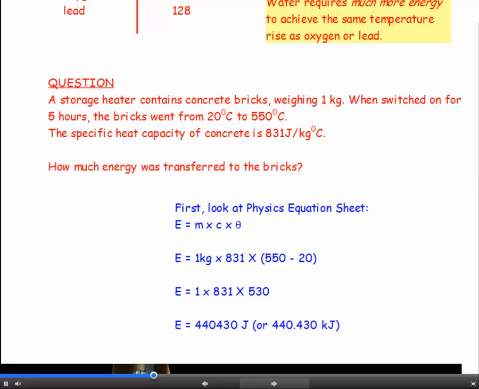So all you have to do then is carry out that calculation. 1 times 530 times 831. The answer is 440,430 joules, or 440.430 kilojoules.